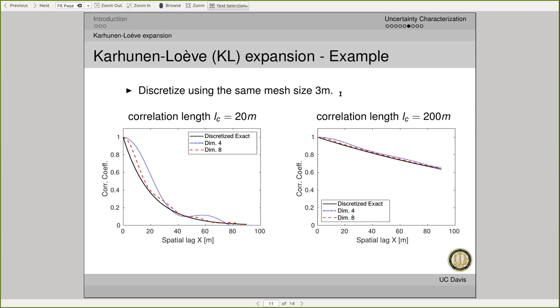While on the other hand, if you have a very long correlation length, you will have a relatively slow decay of the correlation. That means that if you have a measurement at, say, location 0, then you can have a good confidence about what is going on at location 60 or 80 meters, even if they are kind of far away.